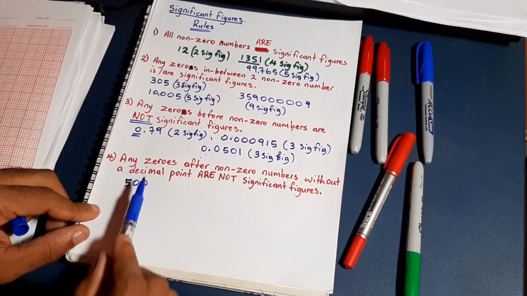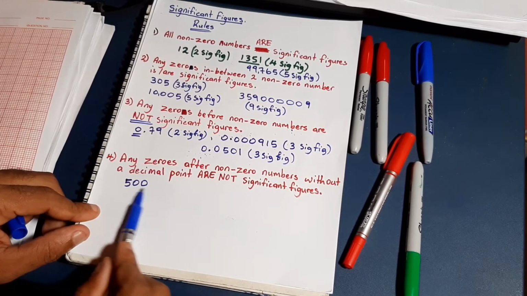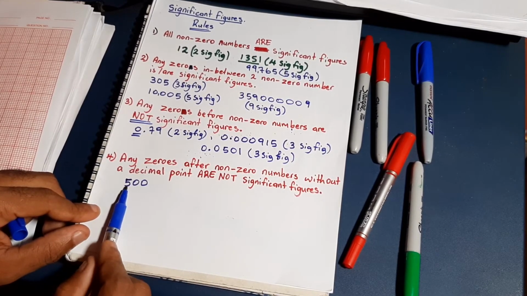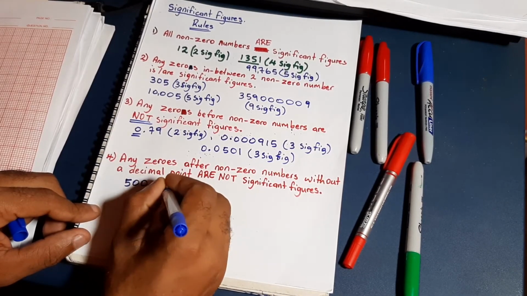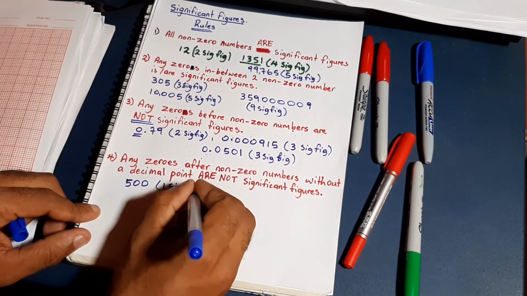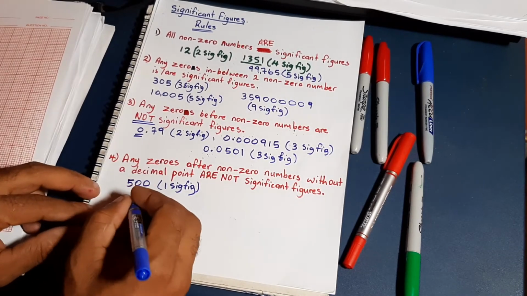This number does not contain a decimal point, so the zeros here we would not consider to be significant figures. The first significant figure would be the 5. So this number is only written to 1 sig fig, or 1 significant figure. Remember the rule says that any zeros after non-zero numbers without a decimal point are not significant figures. So let's go through a few more examples with this one.